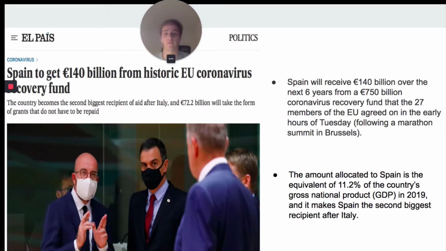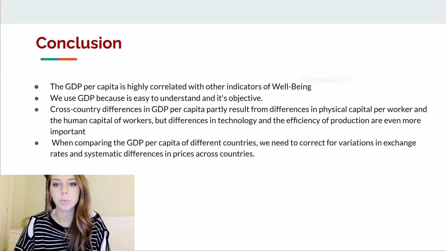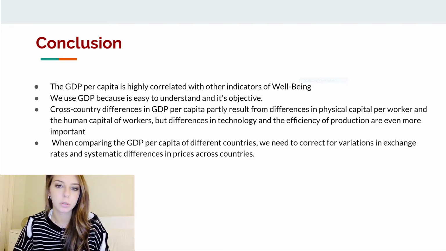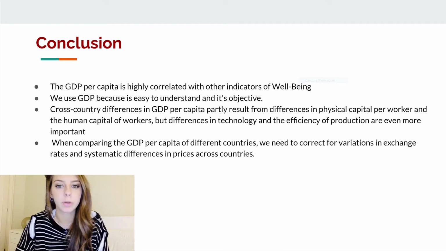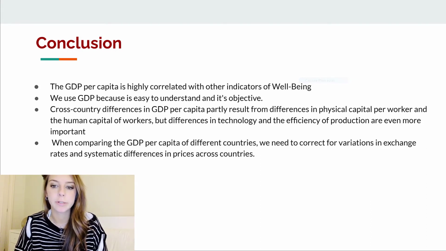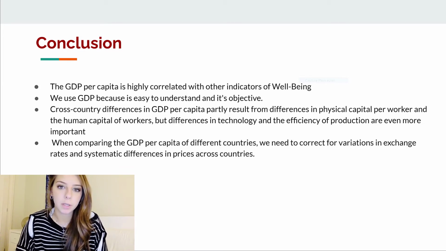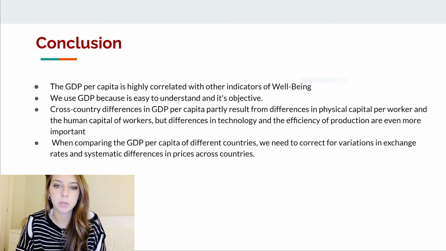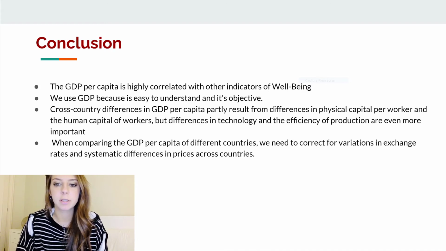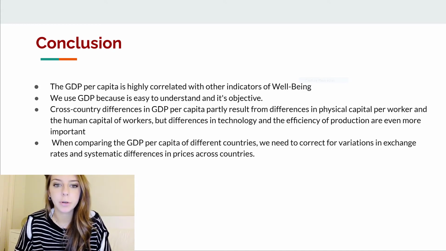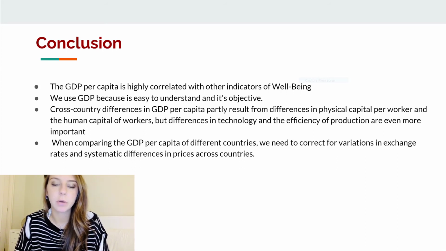and it makes Spain the second biggest victim of this COVID-19 crisis after Italy. In conclusion, we know that GDP per capita is highly correlated with other indicators of well-being. In addition, cross-country differences in GDP per capita partly result from differences in physical capital per worker and the human capital of workers, but differences in technology and efficiency of production are even more important. Finally, when comparing the GDP per capita of different countries, we need to correct for variations in exchange rates and systematic differences in prices across countries. And therefore, when comparing the standard of living across countries, we use the purchasing power parity.